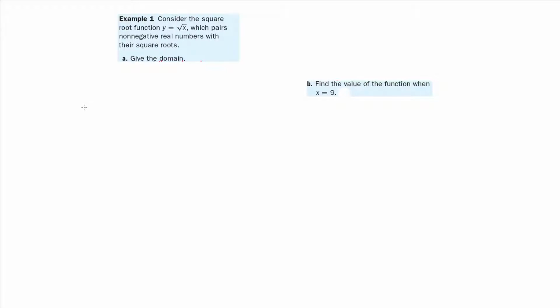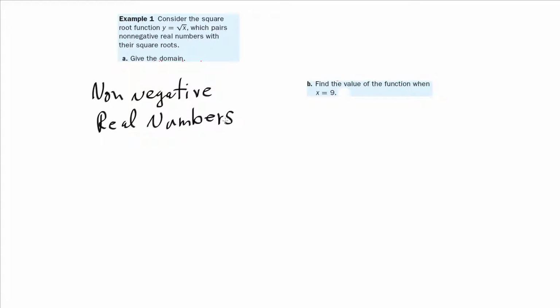So let's take a look at that. The domain for this would be all, let's see. Well, we can't have negative values in there. We're not working with imaginary numbers at this point. So for this, non-negative real numbers would all work. It's not just integers, not whole numbers. So we need real numbers, but they can't be negative. So that's our domain, non-negative real numbers.